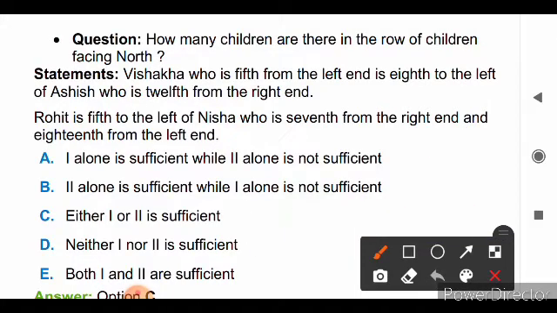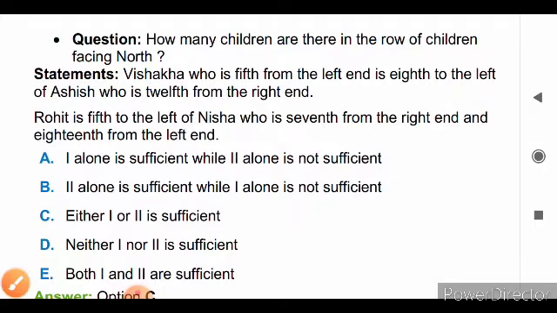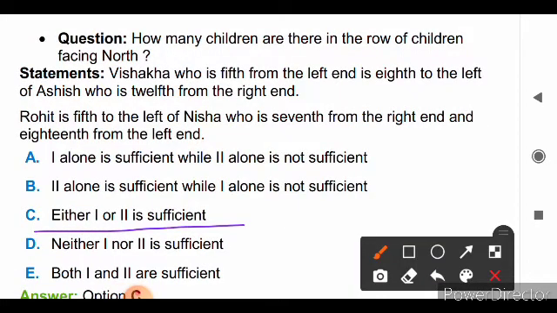Then with statement 2, Rohit is 5th to the left of Nisha, who is 7th from the right end and 18th from the left end. So with statement 2, Nisha is 7th from the right and 18th from the left end of the row and Rohit is 5th to the left of Nisha. So total children in the row is 18 plus 5 plus 1, so the total is 24. Then we can say either statement 1 or 2 is sufficient to answer the question. So the answer to this question is option C, either 1 or 2 is sufficient.